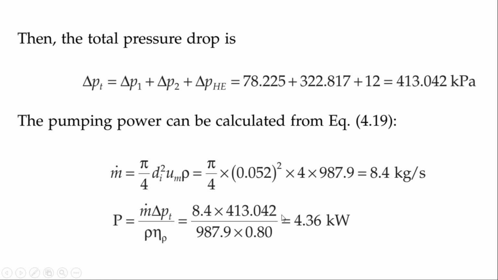And the second part was to determine the pumping power, and the formula was given. After putting all the values, first you have to determine the mass flow rate, right? And after getting the mass flow rate, you have to determine the pumping power, putting in the values of the mass flow rate, the total pressure drop, the density, and the pump efficiency. You will get the pumping power, which is equal to 4.36 kilowatt.